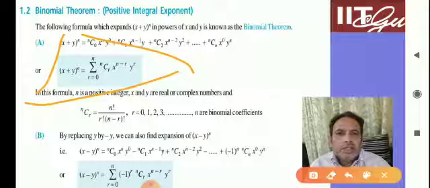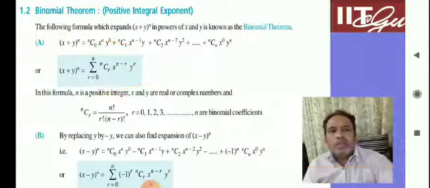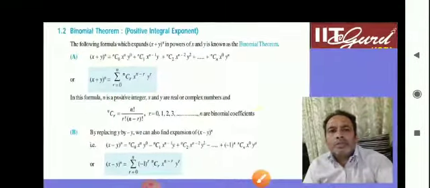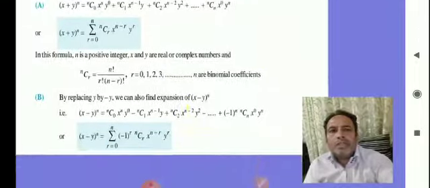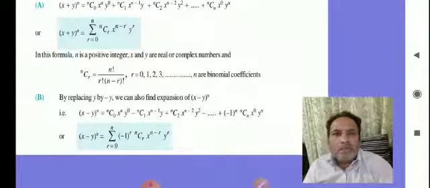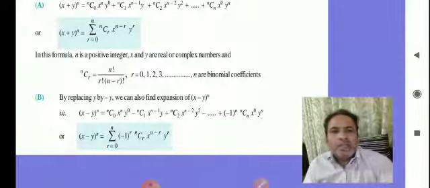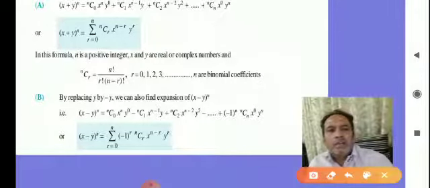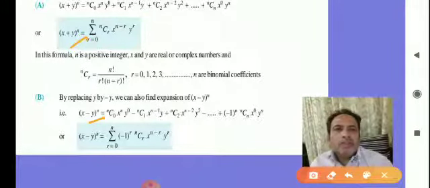So let me make a simple revision over here. Now come to the point. That's one. This one here, if you replace this y with minus y, it means on this y, if you replace y with minus y, you will get (x minus y) to the power n.